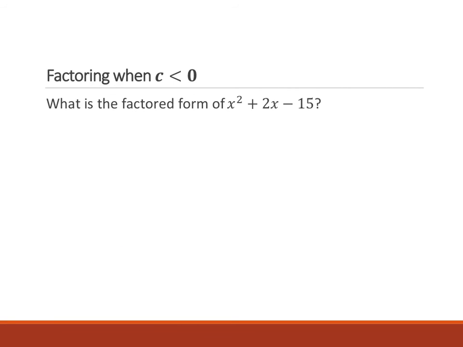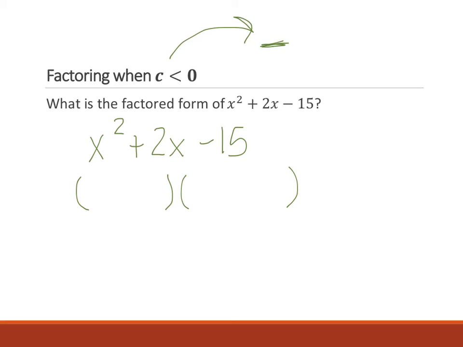Notice now that I'm going to change my value of c, and I'm going to let c be less than 0. That tells me that c is going to be negative. So if you look at my trinomial, x squared plus 2x minus 15, my c value is negative. When c is negative, it's going to change the way I look for my pair of numbers.